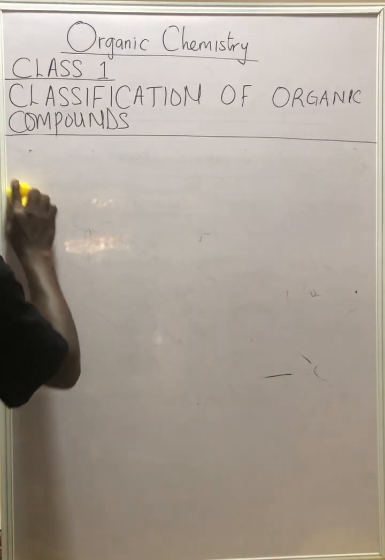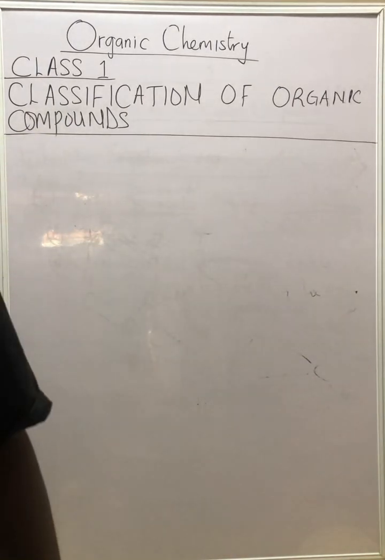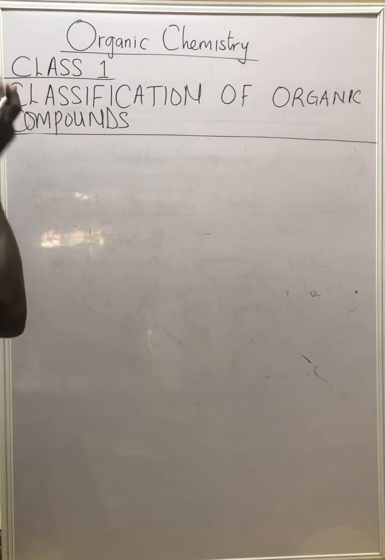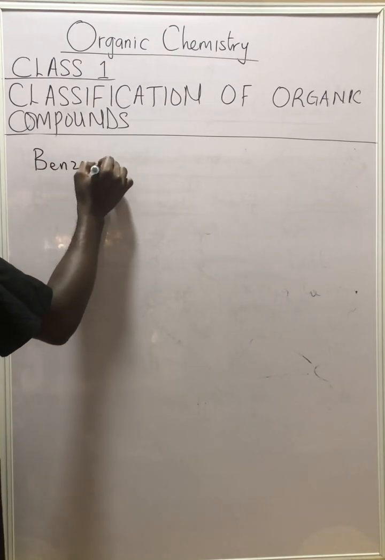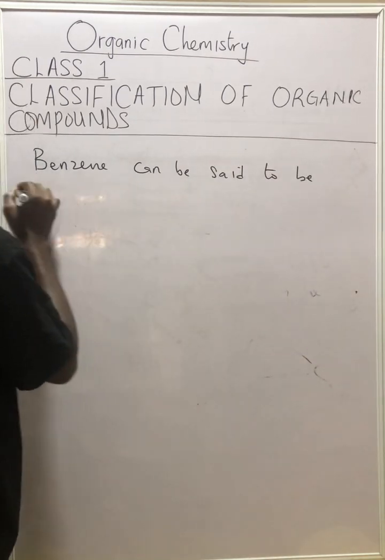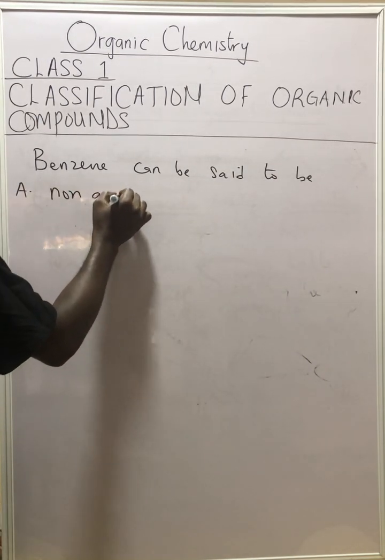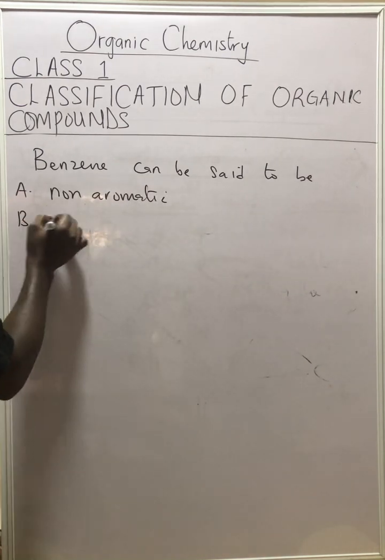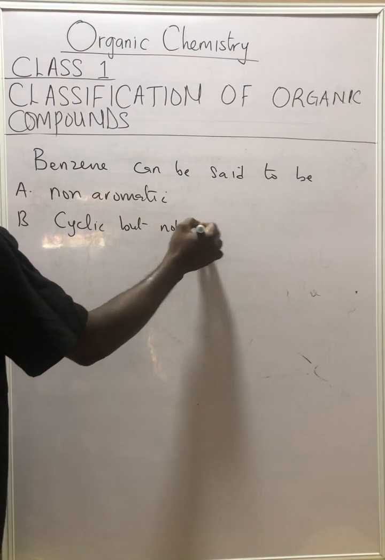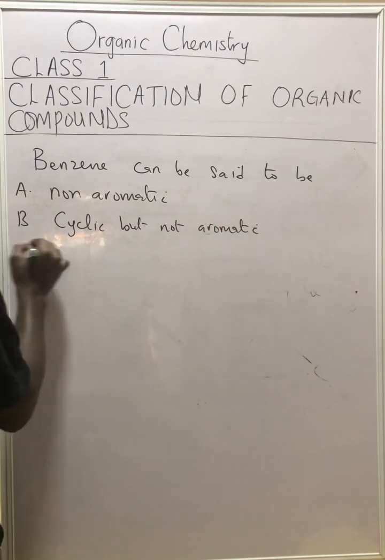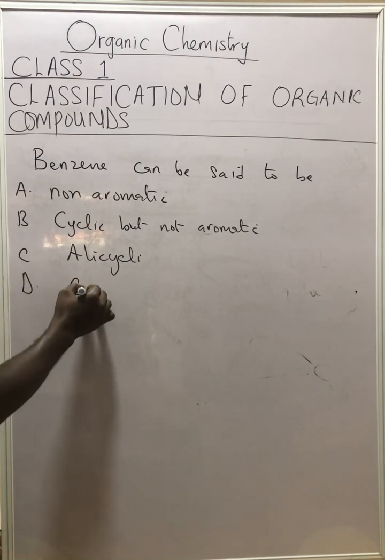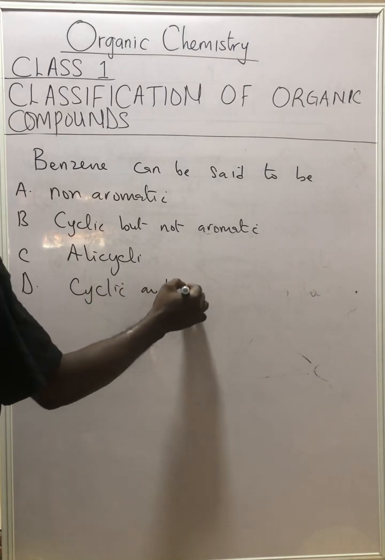Now, let us look at this question. Benzene can be said to be: A, non-aromatic; B, cyclic but not aromatic; C, alicyclic; D, cyclic and aromatic.